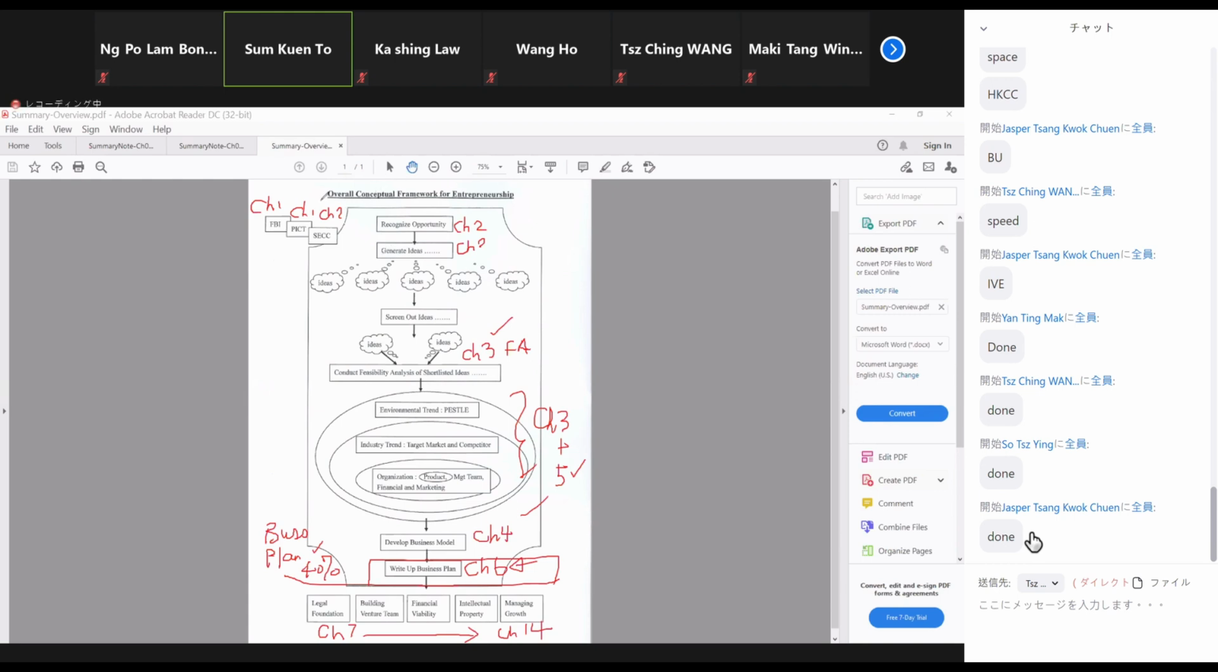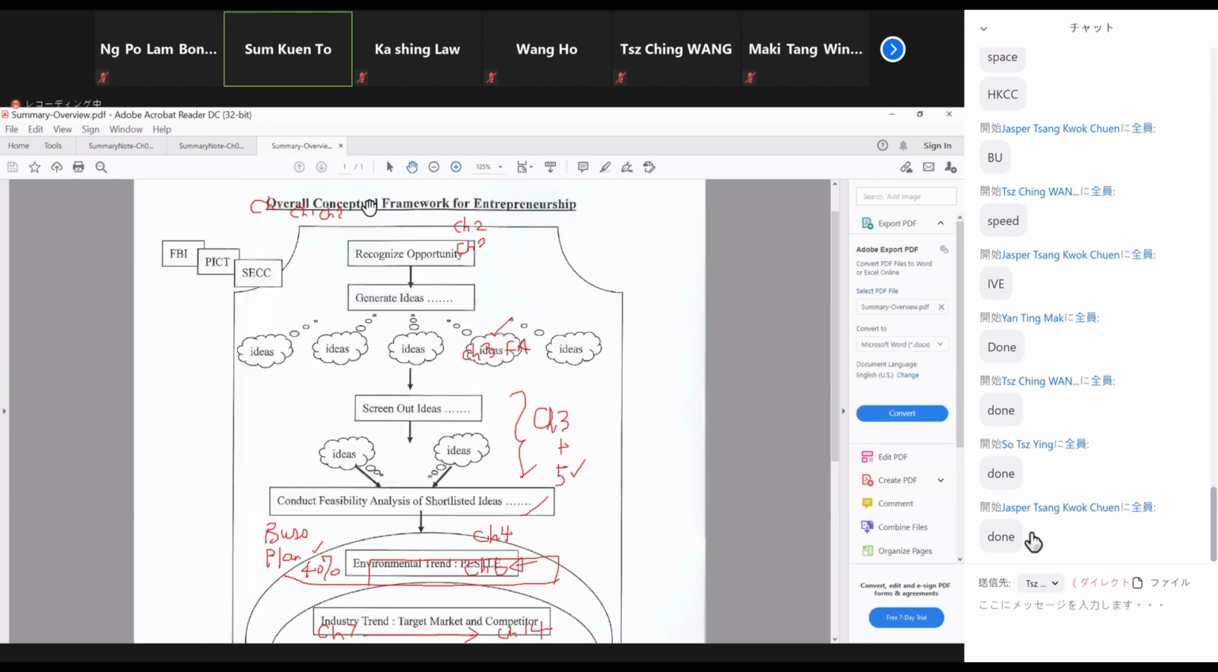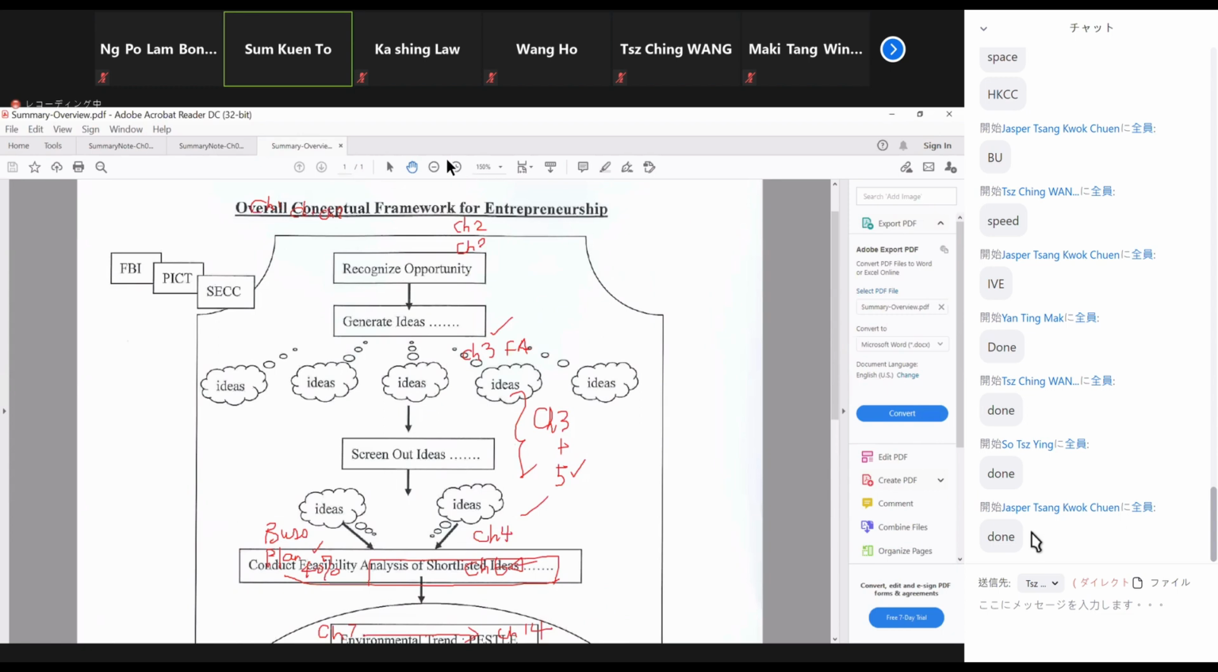So this is the overall concept, all right? Let me try to erase that. Hold on.